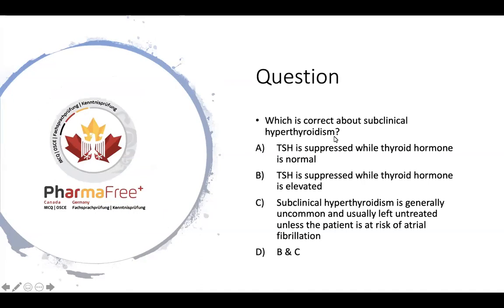Which is correct about subclinical hyperthyroidism? A: TSH is suppressed while thyroid hormone is normal. B: TSH is suppressed while thyroid hormone is elevated. C: Subclinical hyperthyroidism is generally uncommon and usually left untreated unless the patient is at risk of atrial fibrillation. D: B and C are correct.